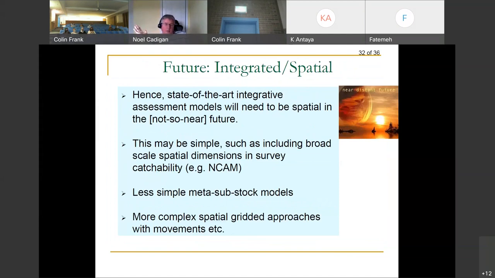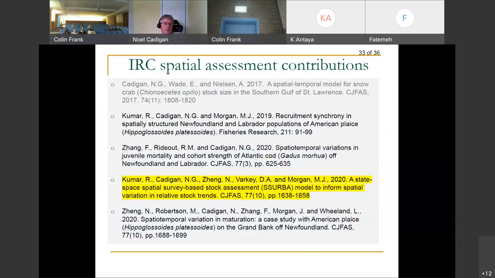But what do we mean by spatial anyway? It could be as simple as including broad-scale spatial dimensions in survey catchability. That's what NCAM has done. They could be less simple meta-substock models, or they may be more complex, spatially gridded approaches with movements and all that stuff. So a little bit on what the IRC contributions to spatial assessment have been.